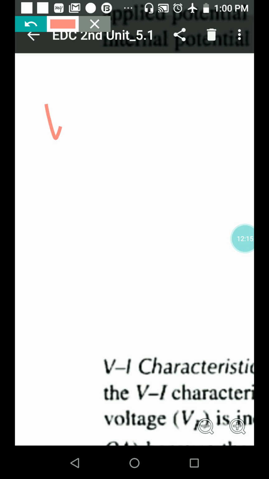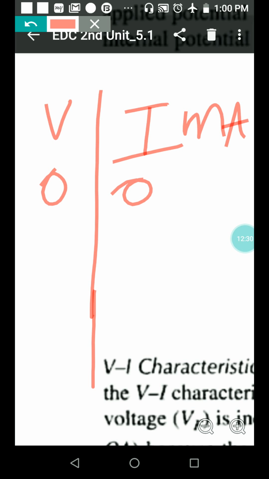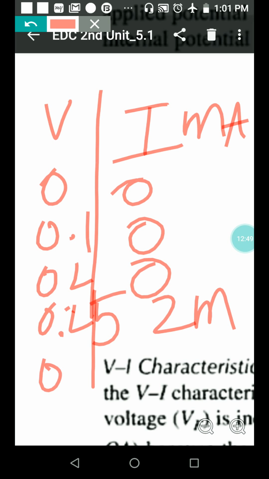For example, take here a V and I. If you apply 0 volts across the diode, generally we get 0 current in milliamps. What if you increase it to 0.1? Zero milliamps. At 0.2, 0 milliamps. What about 0.25? We can expect some current, about 2 milliamps. If it is 0.3, we get some large current, about 0.15 milliamps.